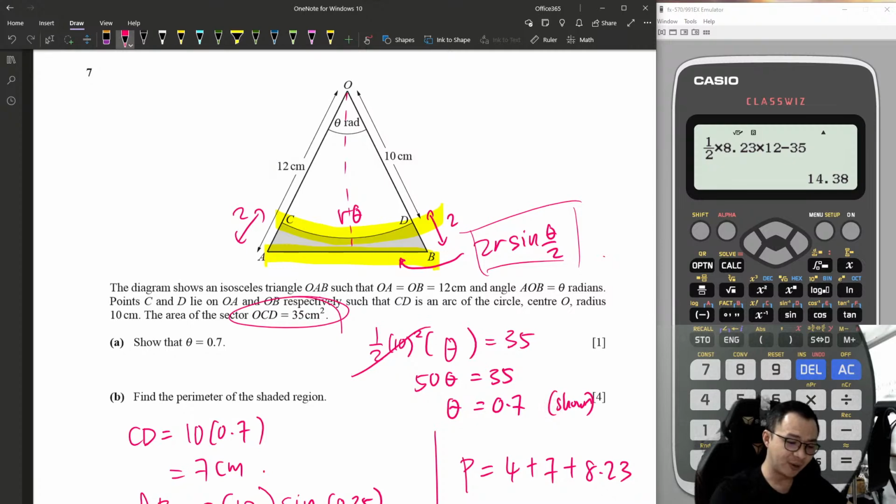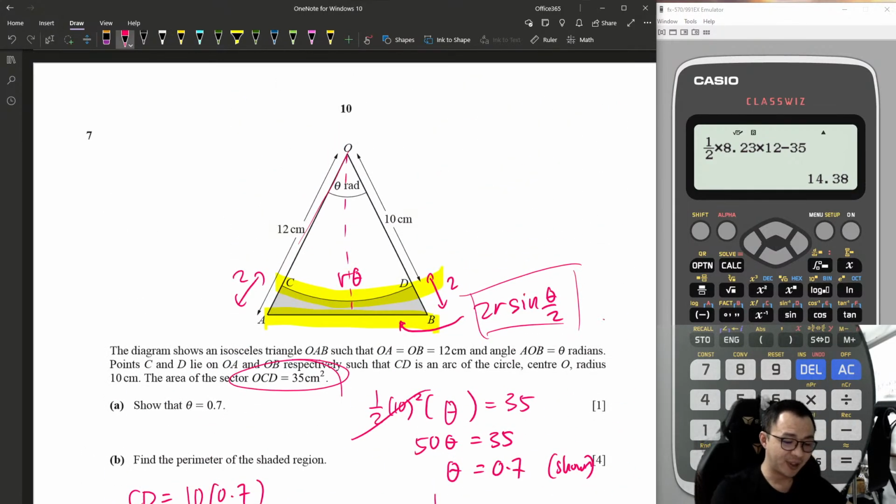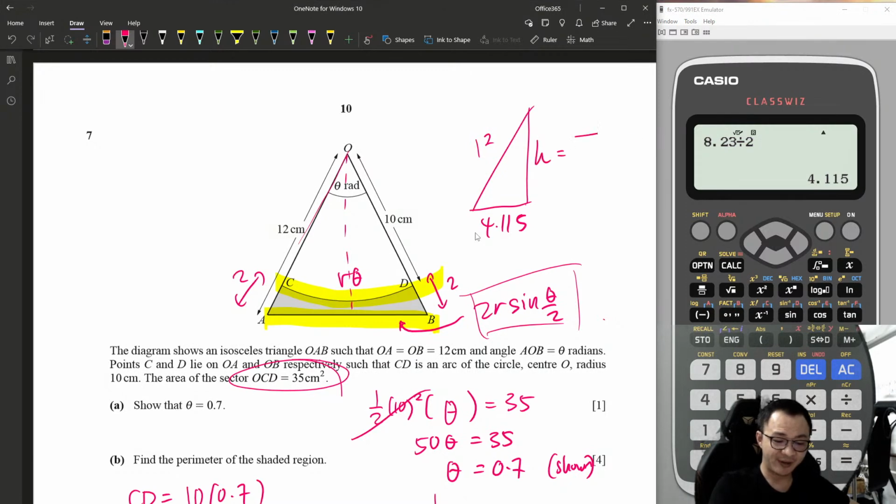Oh, this is longer than 12, because here the hypotenuse is 12. The middle one is not the 12. Okay, my bad. This one cannot use this method, because for the middle one you want to find, you need to use SOHCAHTOA. The hypotenuse is 12, and here will be 8.23 divided by 2, which is 4.115. To find the height, you need to do the Pythagoras.